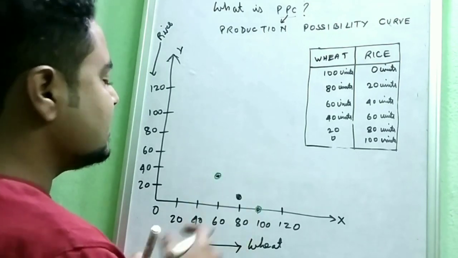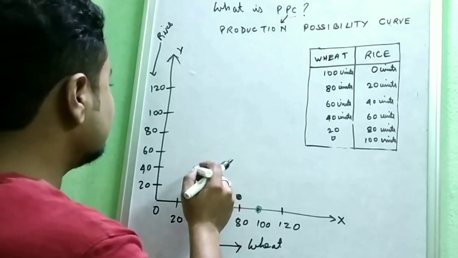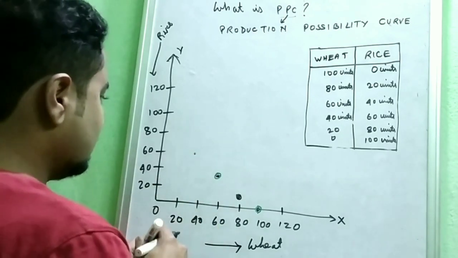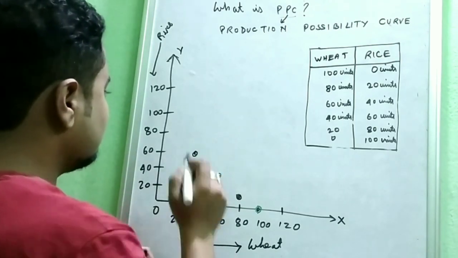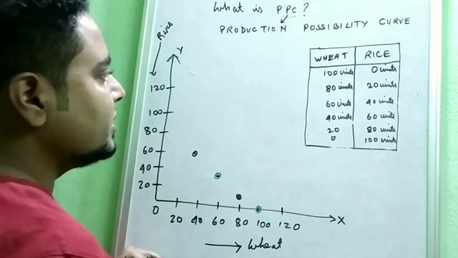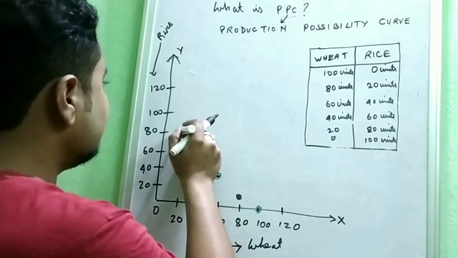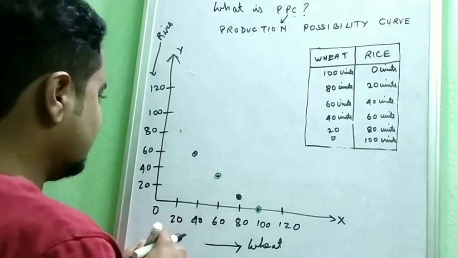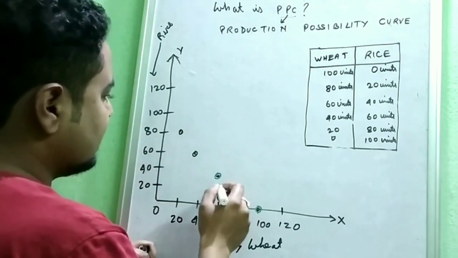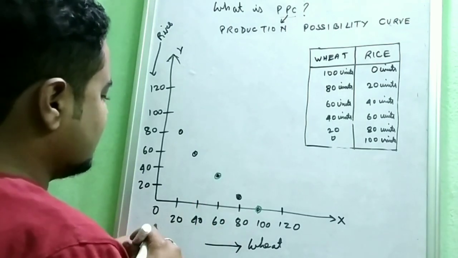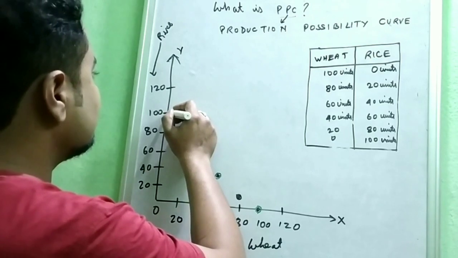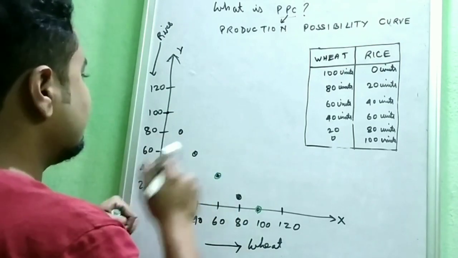Now next, it is 40 and 60. So let us mark this also, 40 and 60. Next is 20 and 80. And again is 0 and 100. So this is our point.